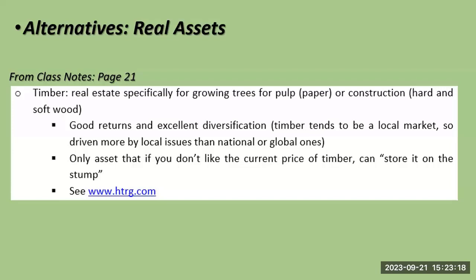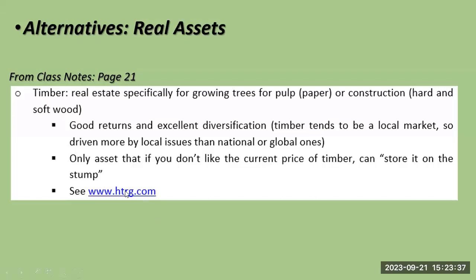Right, cattle, you can do that a little bit. We do a lot of cattle loans, but there comes a point where the cows just can't get much bigger. But the tree will keep growing, keep growing, keep growing. So that's what they call store it on the stump. It allows you to just sit there and wait it out if you don't like the market, and you'll have more product at the end.